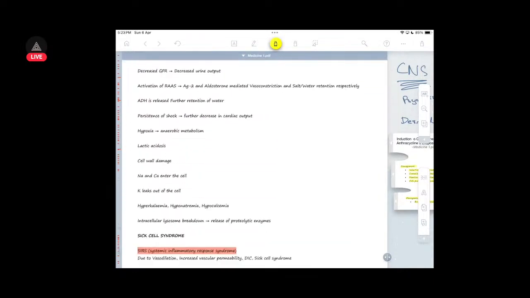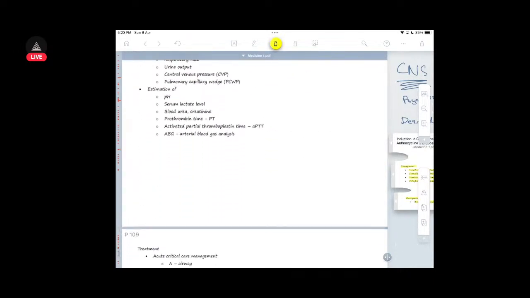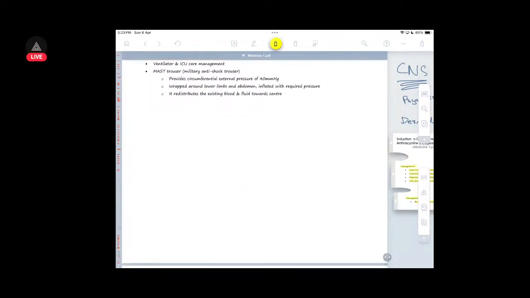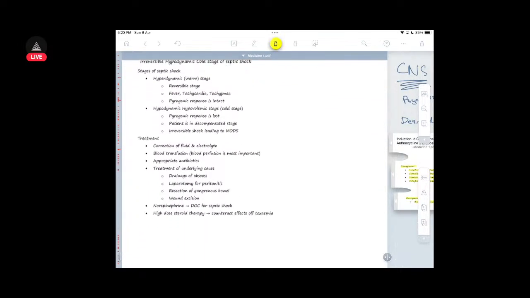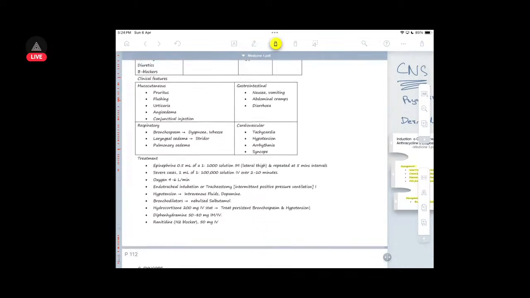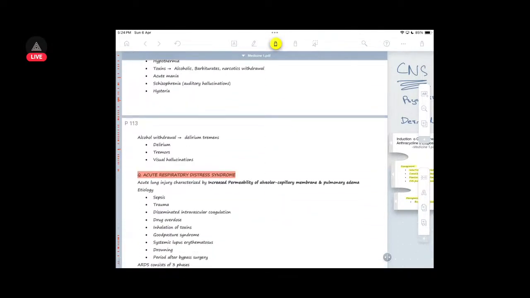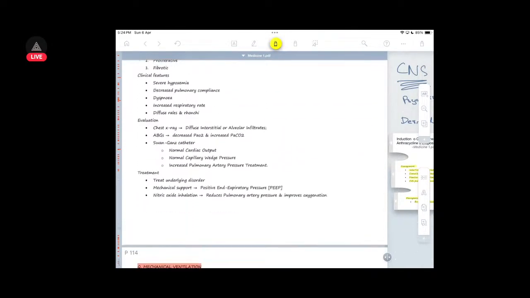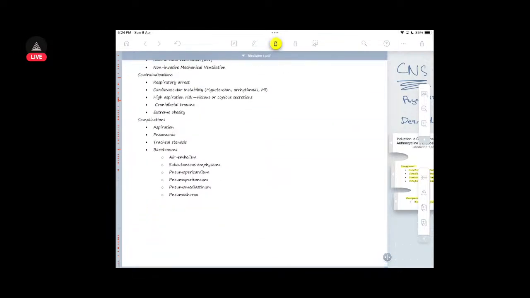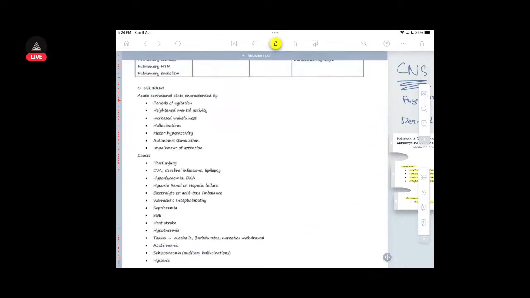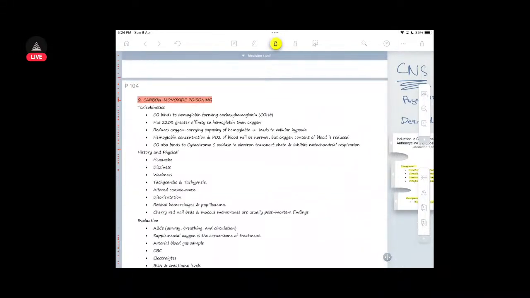I'll do SIDS, yes. Then septic shock, yes. Anaphylactic shock also, yes. Syncope, delirium, I'll do once. Acute respiratory distress syndrome, yes. Mechanical ventilation. And yeah, this much I have to do.